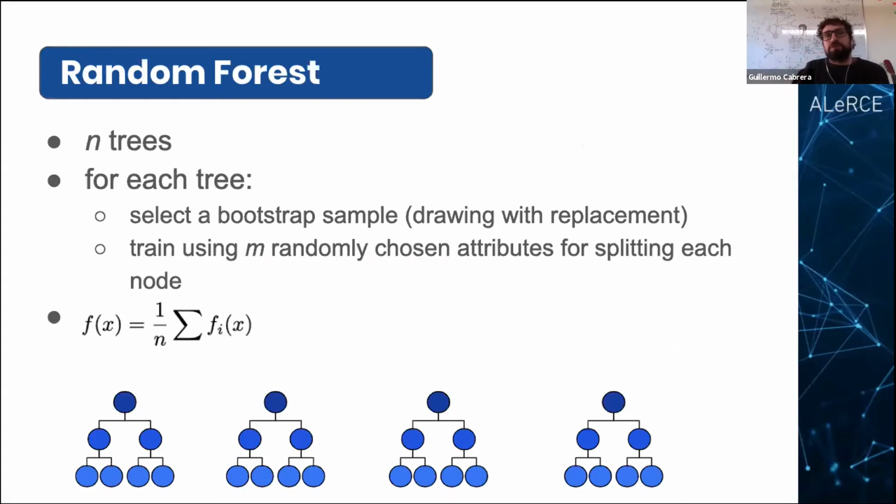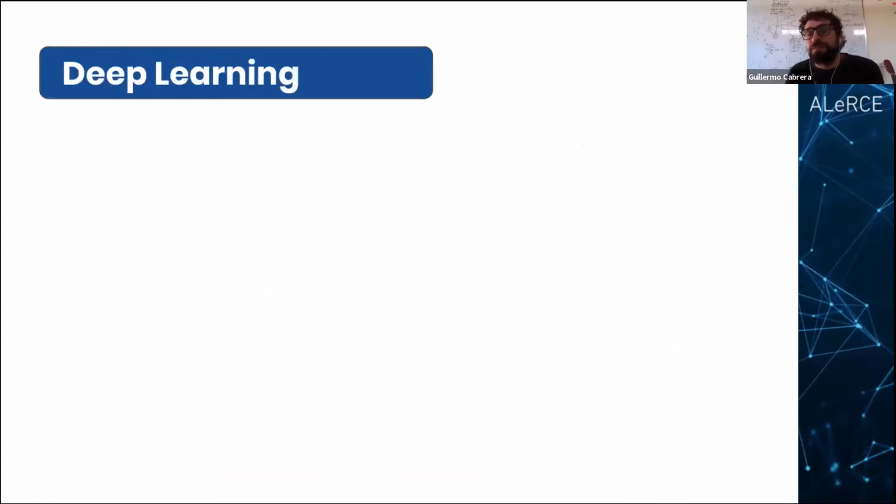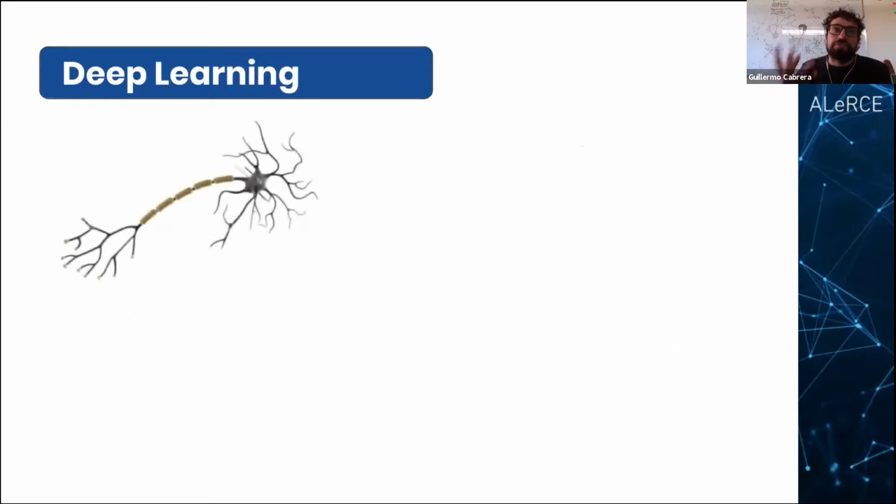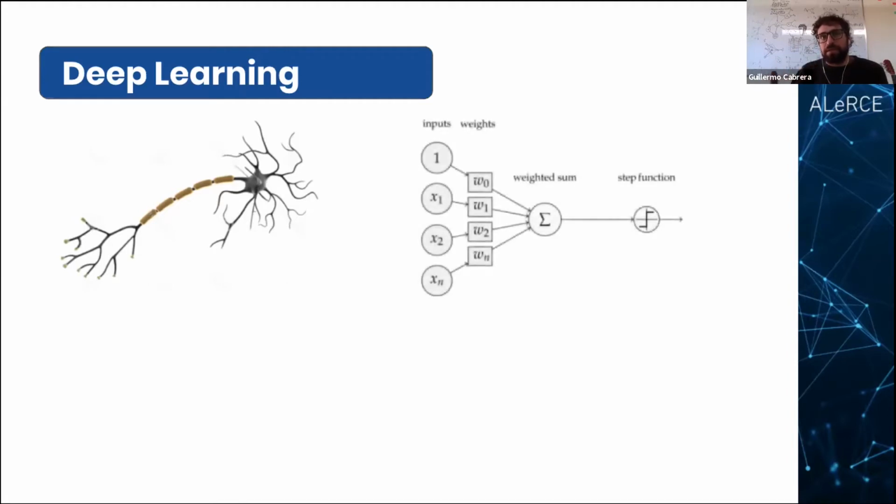Now, I told you about deep learning, right? So what is deep learning? Deep learning is another kind of model that tries to emulate mathematically what a neuron does, like a biological neuron does. So instead of using a neuron, what we do is model the neuron mathematically, right?